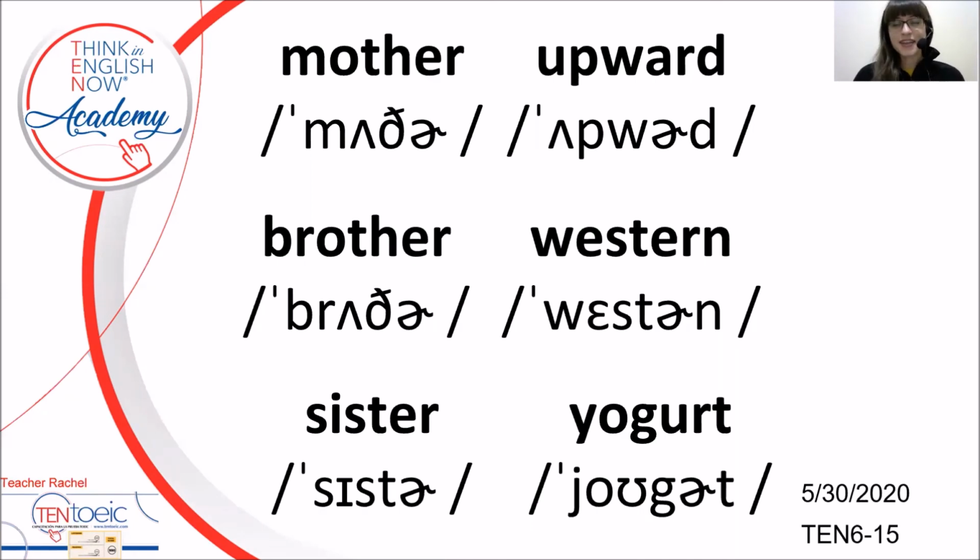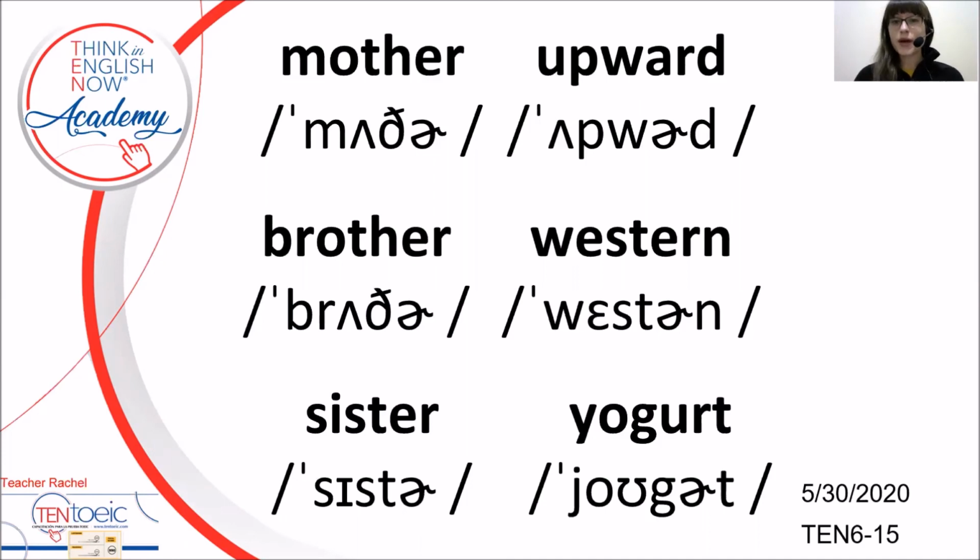Brother. This is the opposite of sister. So I have 2 brothers. I have 2 sisters. We're going to get to that word. So brother is the boy.